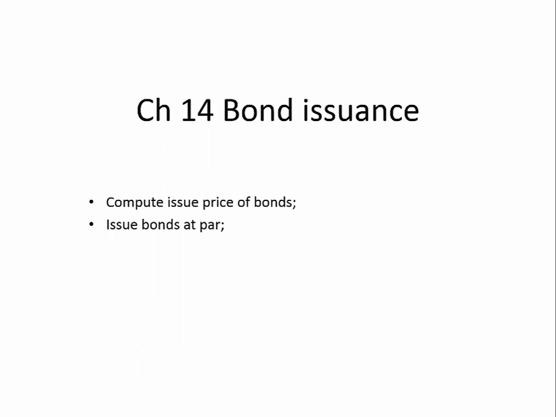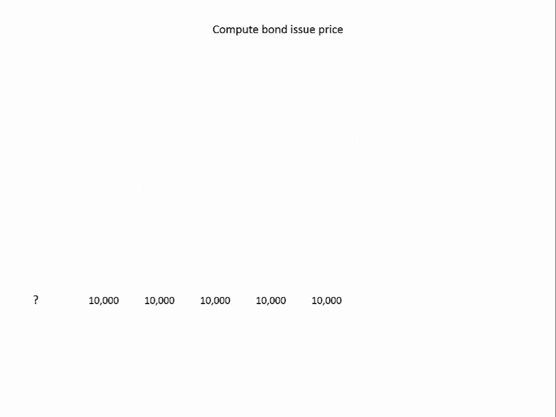Then we'll do a simple example of issuing bonds at par value, and then we'll issue some bonds at a discount. We'll move on to issuing bonds at a premium in the next slideshow. First, computing the bond issuance price.